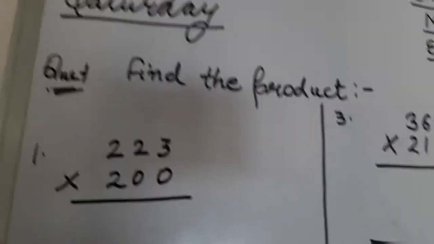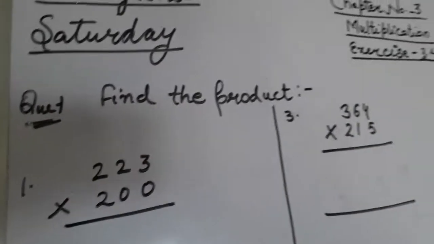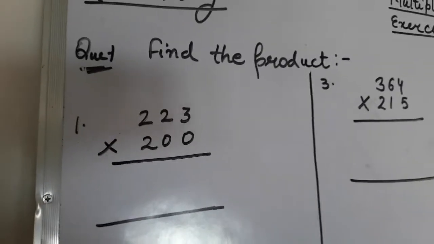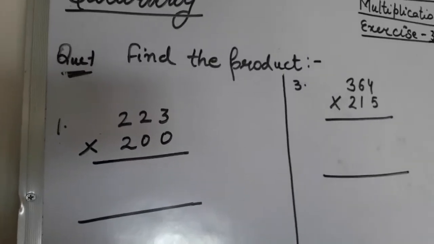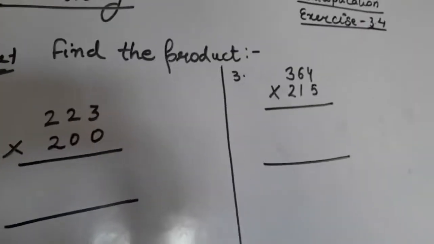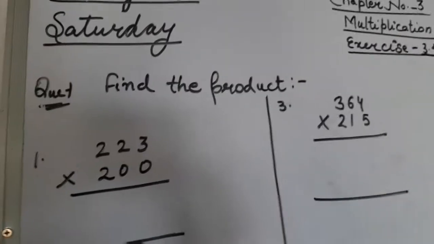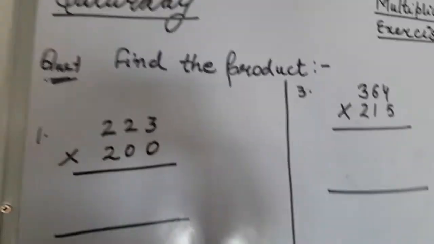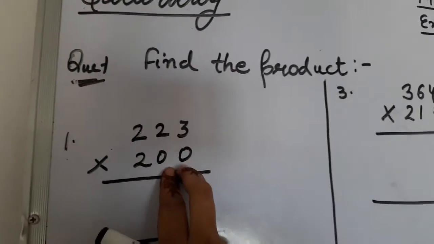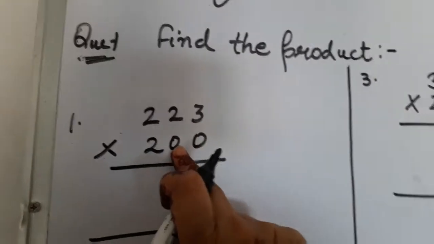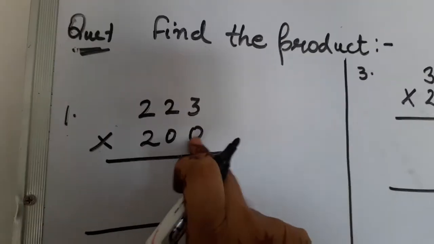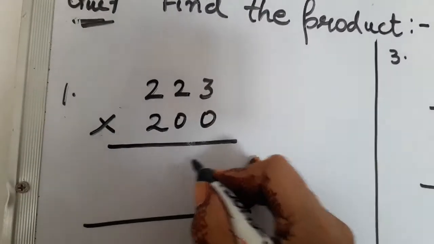As you already know, whenever the question says product, it means you have to do the multiplication. Now, the first question is 223 multiplied by 200. Right? Now, how will you do it? Students, no need to do the multiplication of these two zeros. Just make your answer 0, 0. In the answer you will get 0.